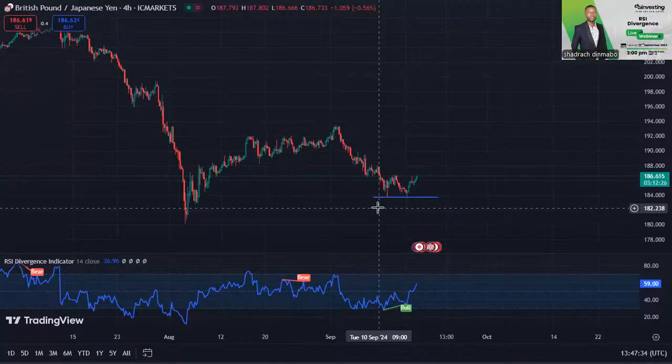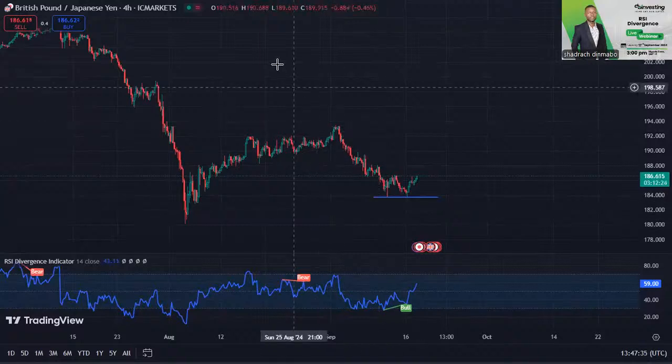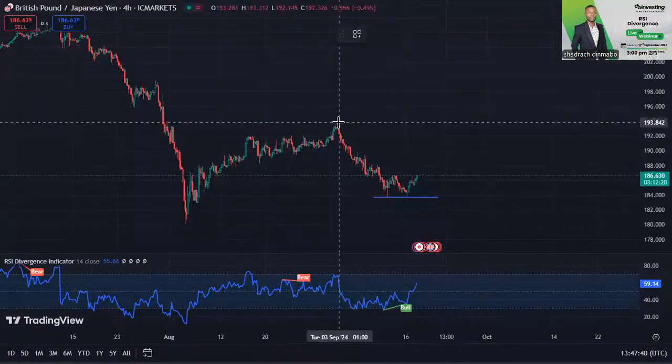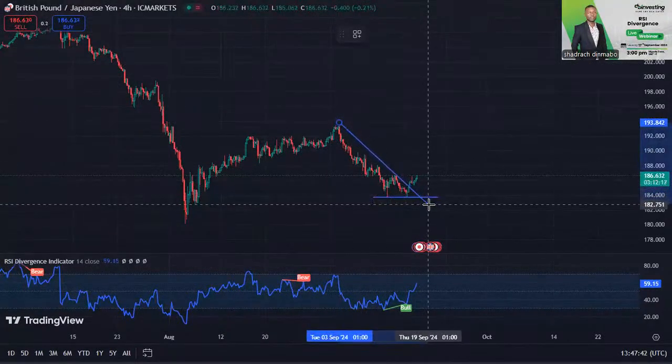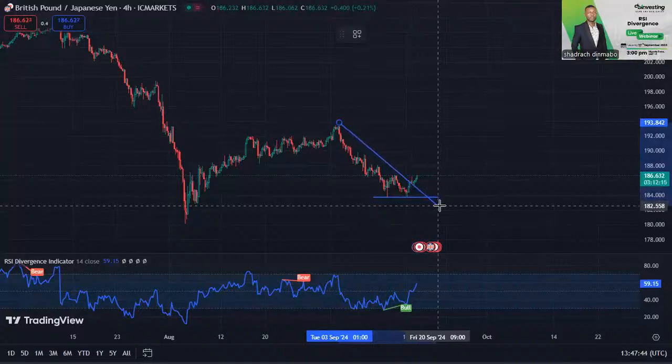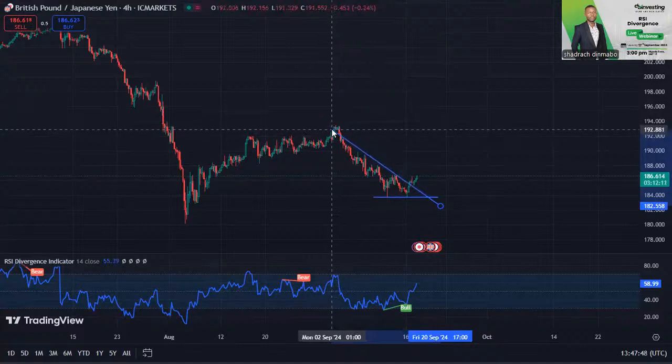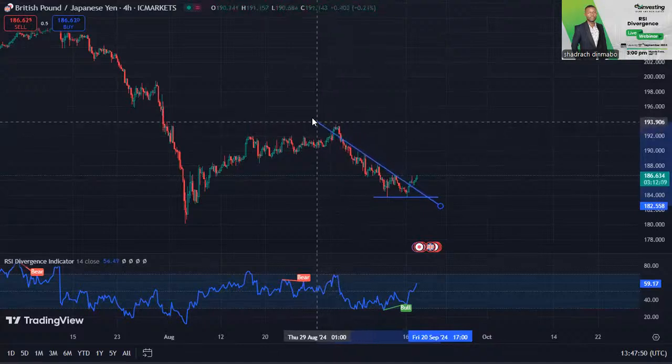And then the next thing is that we should get what is called the break of trend line. So here we have the trend line structure that is already broken. Let's look at it critically. So we have this trend line structure that's already broken.